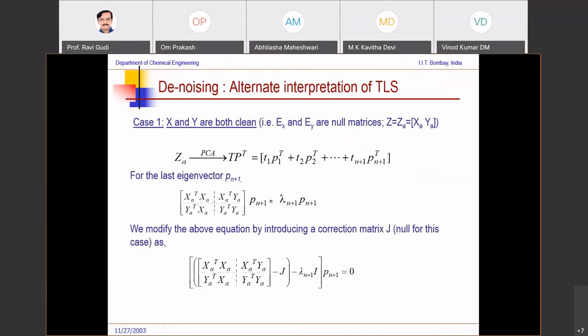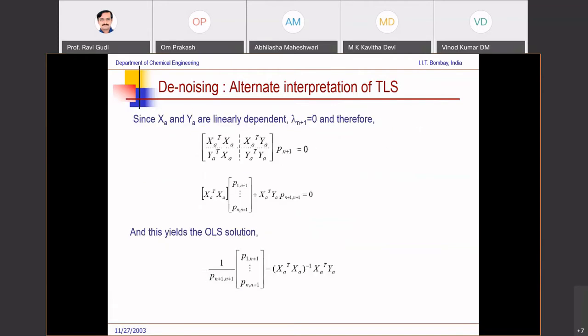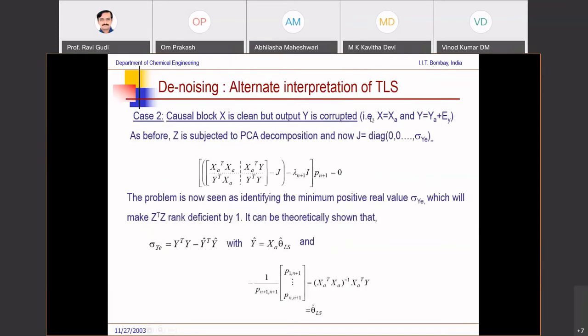I didn't want noise, I didn't have noise. But building from the two examples that we saw, we know that the smallest eigenvalue is basically noise. So for this case 2, I choose J to be a diagonal matrix whose first n elements are 0, and the last element is the variance associated with this noise. And I subtract it from this. Just note what I have done here.